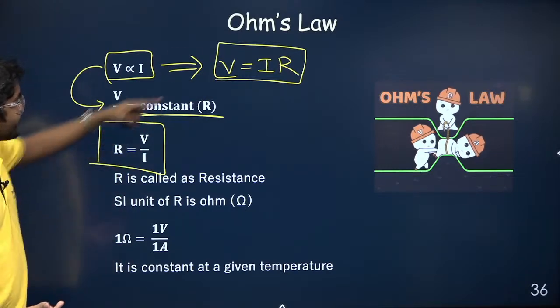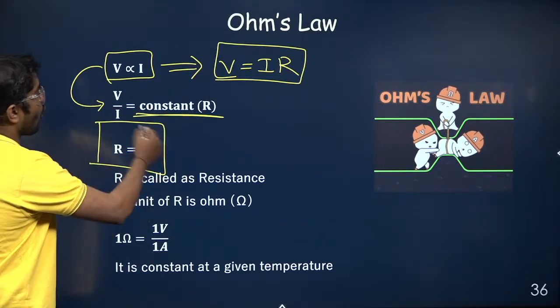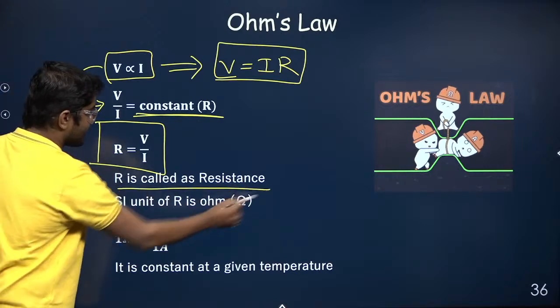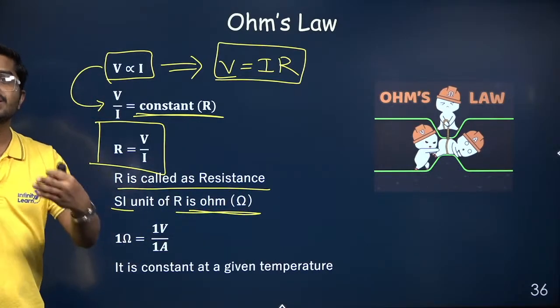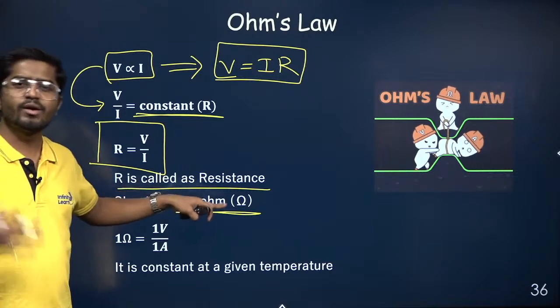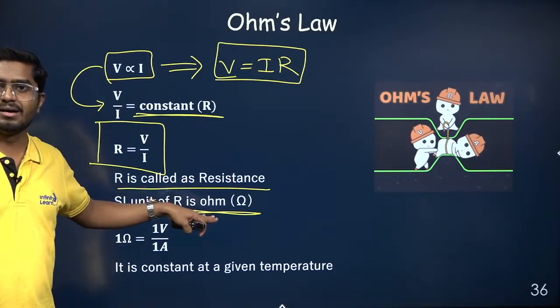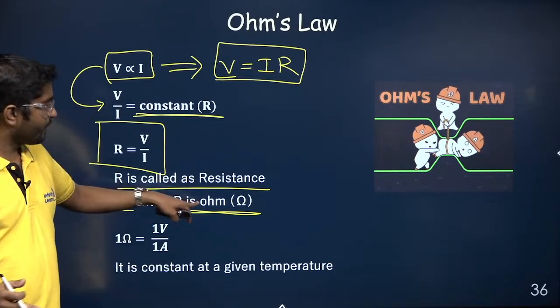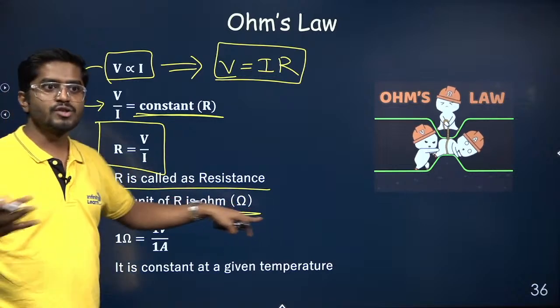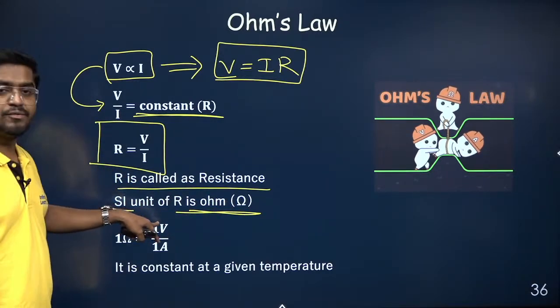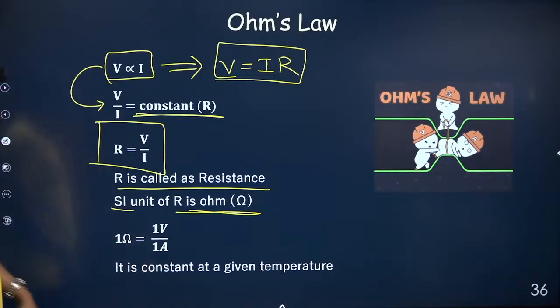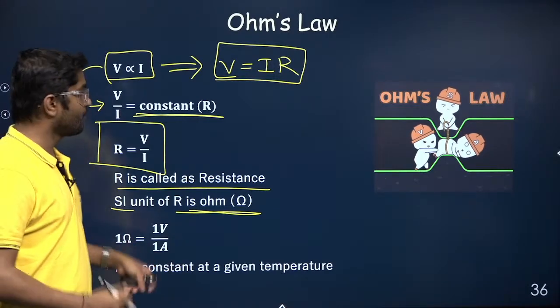So now what is this R? R is a constant, it is called resistance and the SI unit is ohm. So people gave some respect to this person. So he said, okay, you take the credit for it. So the SI unit of resistance is ohm because of Ohm's law. How is it defined? 1 ohm is 1 volt divided by 1 ampere. So that is the SI unit of resistance.